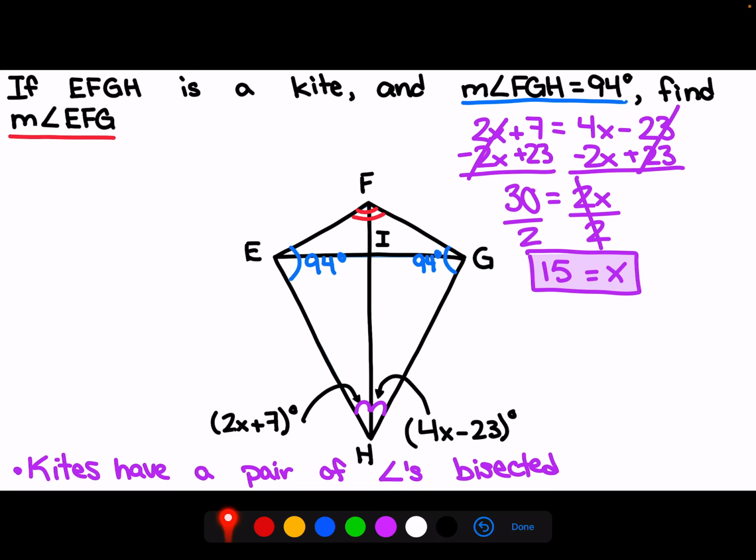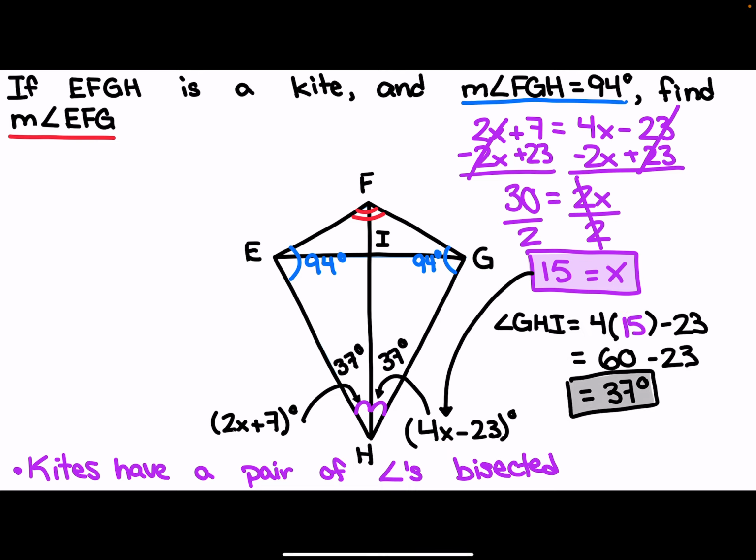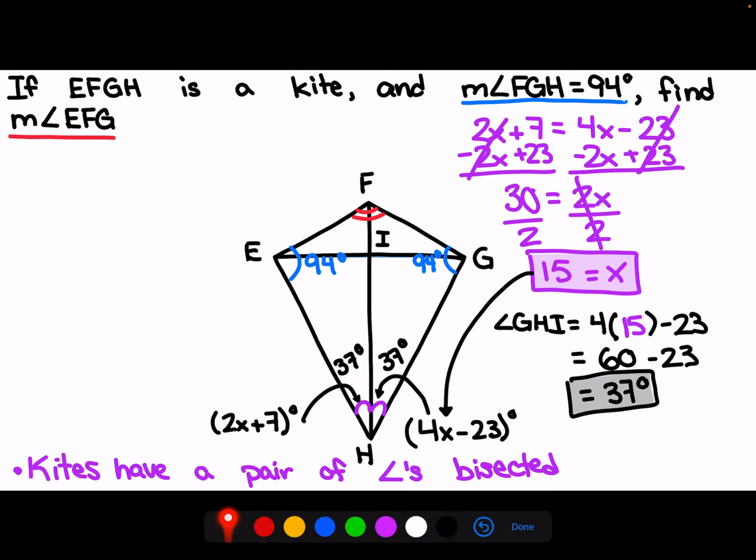If I plug back in, I can find out what this missing angle is. So plugging 15 back in, 4 times 15 is 60. 60 minus 23 is 37. So I know both these purple angles are 37 degrees. We also learned that in any quadrilateral, any four-sided shape, we have 360 degrees total. That's one of the first things that we learned yesterday.